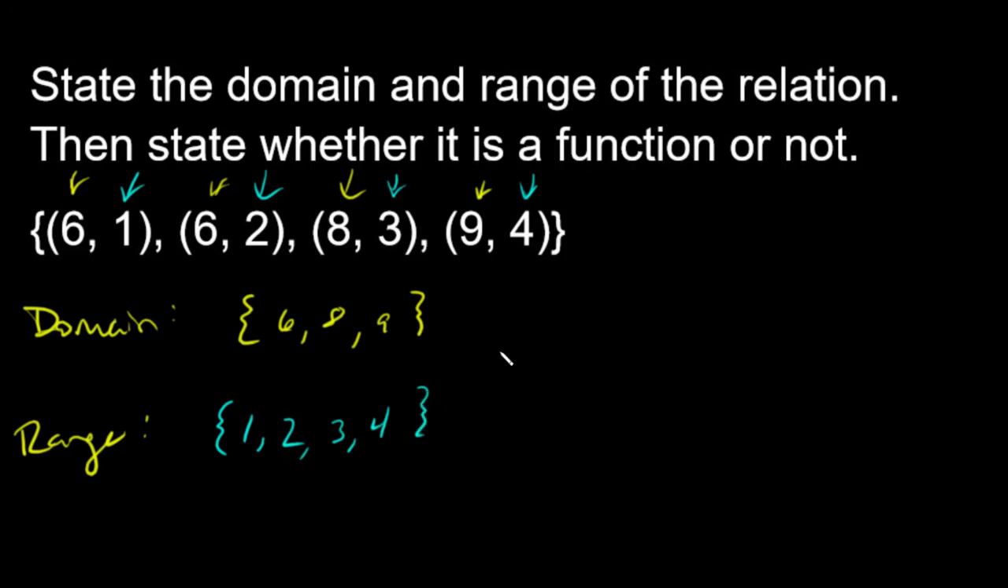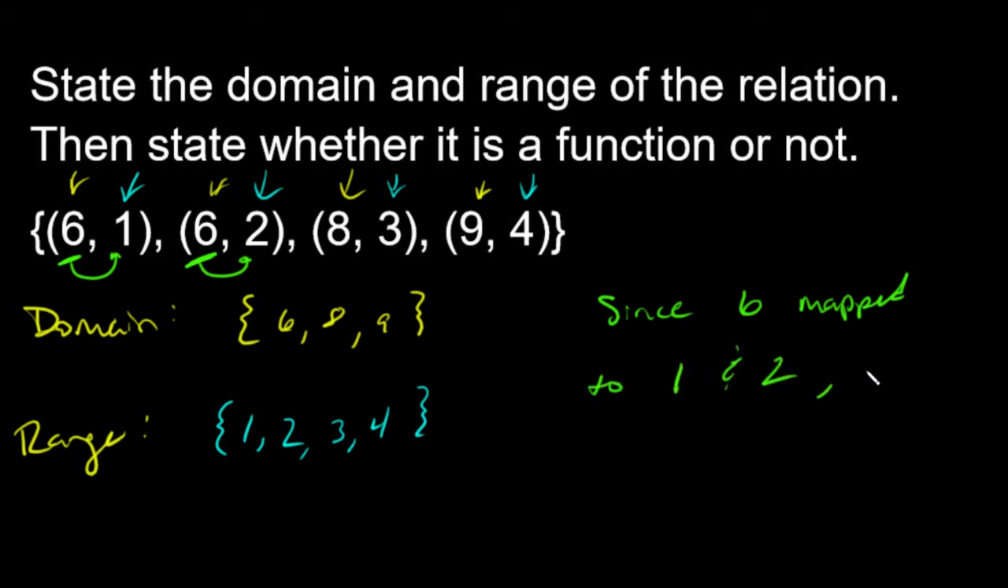All right, so there's your domain and range. Is this a function? Answer is no. It is not a function. Why is it not a function? Well, if you notice, the x value is 6. In this ordered pair, it mapped to 1, but in this ordered pair, it mapped to 2. So since 6 mapped to 1 and 2, it is not a function. All right, that's the idea here.